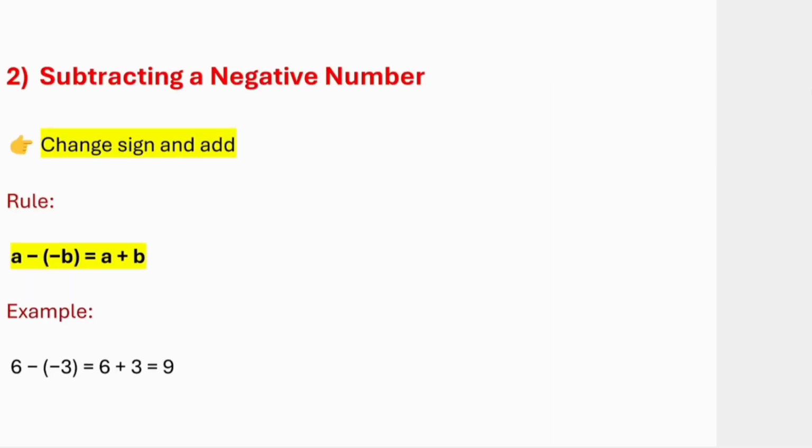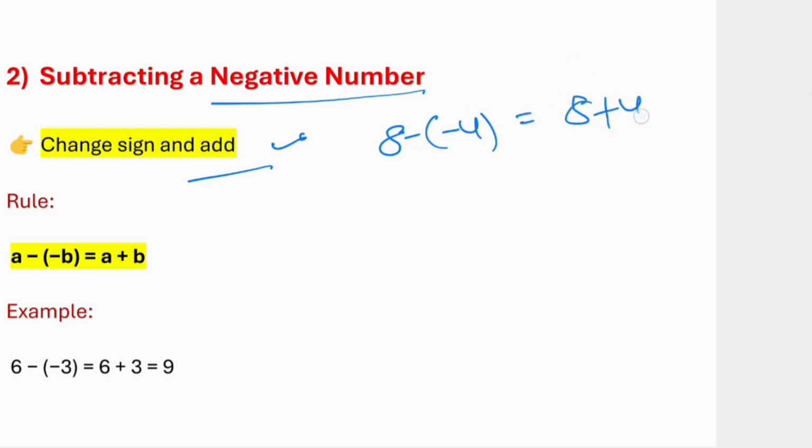Our second rule is subtracting a negative number. Here, change the sign and add. For example, 8 minus of minus 4 is equal to 8, minus into minus gives plus, so 8 plus 4 is equal to 12.